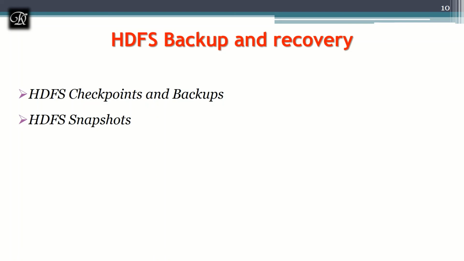Also, it keeps a copy of it, because if the name node goes down, it can help bring it up. And the name node supports one backup node at a time. At a given time, a name node is going to support only one backup node.